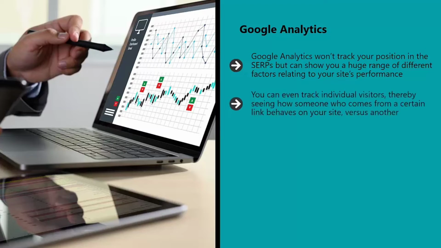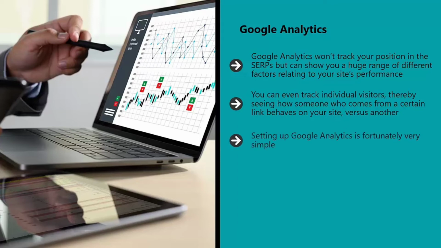You can even track individual visitors, thereby seeing how someone who comes from a certain link behaves on your site versus another. This would, in theory, allow you to create lots of different split tests on the fly, simply by dividing your data into categories and comparing.